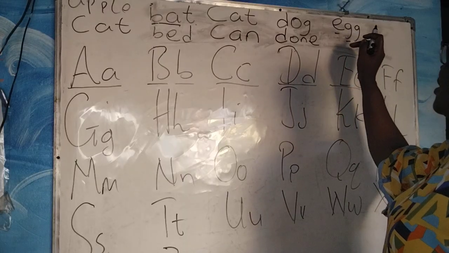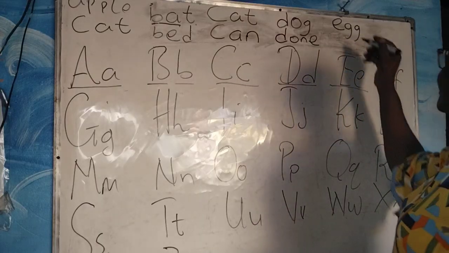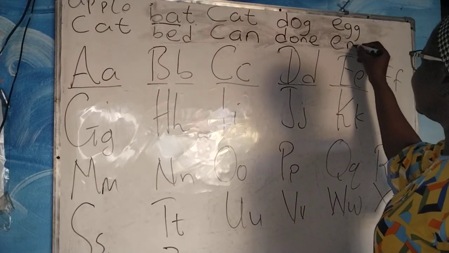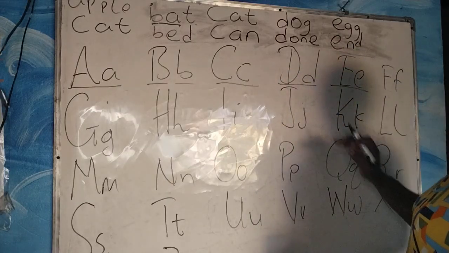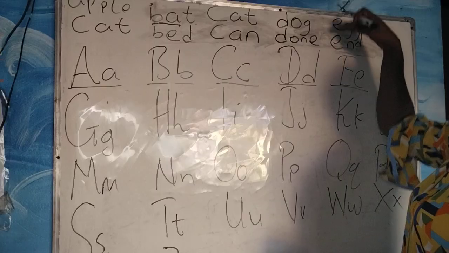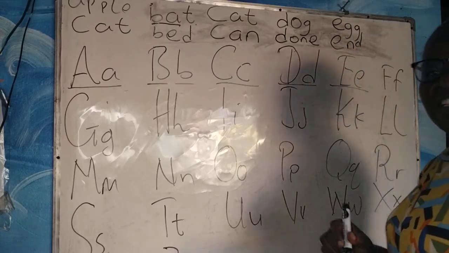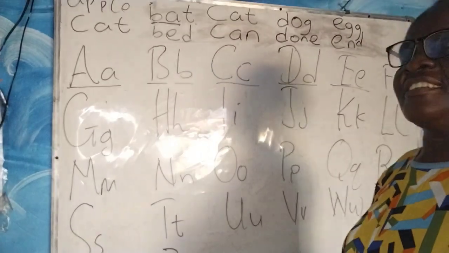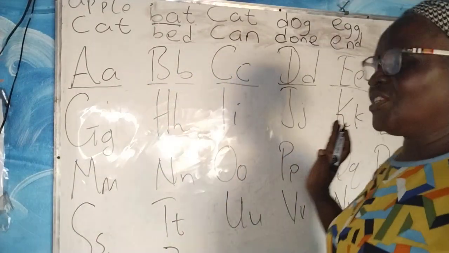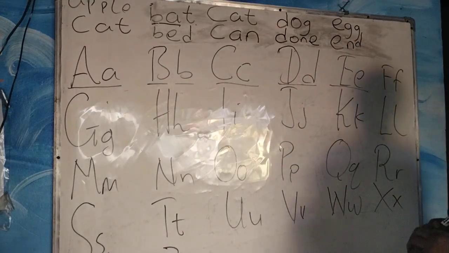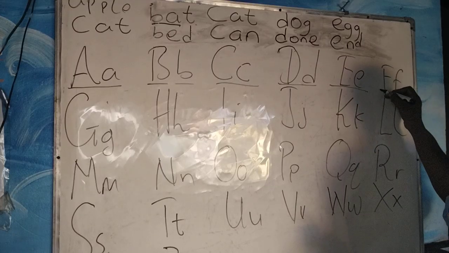You see, now another word that begins with letter E is end, end, end. That's the end of the story. You see, end. Now, let's go to the next letter, letter F.